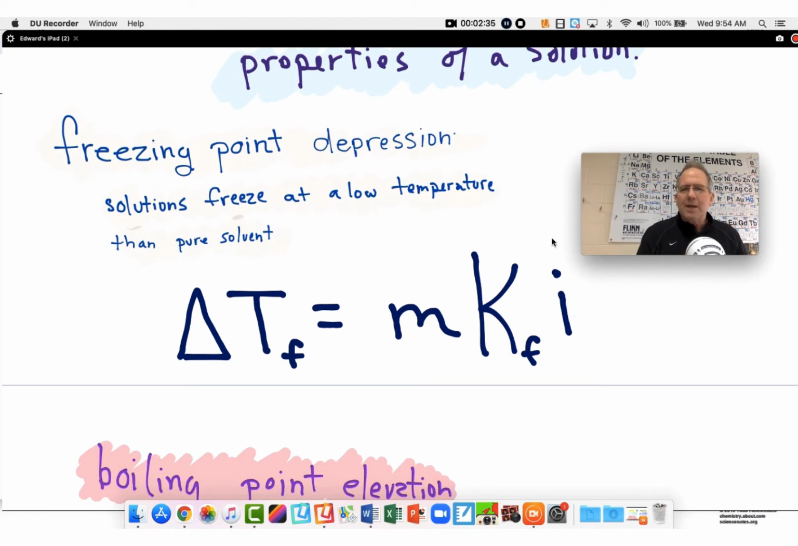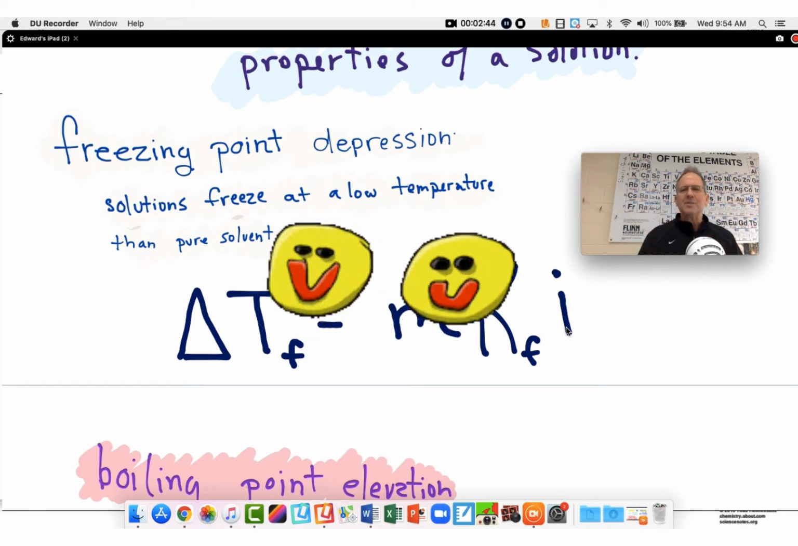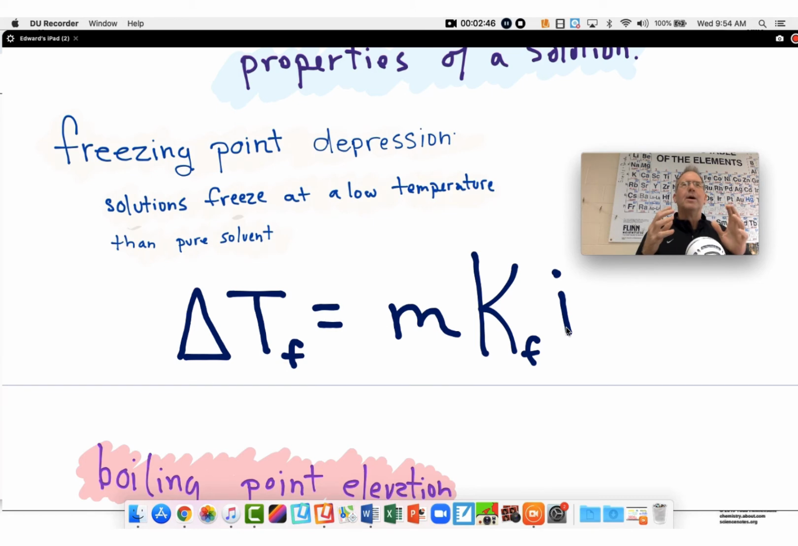And then times i. i is the ions, because remember, ionic compounds dissociate. If it's a compound that has 2 or 3 or 4 ions, the effect of those particles in the water is going to change that temperature.